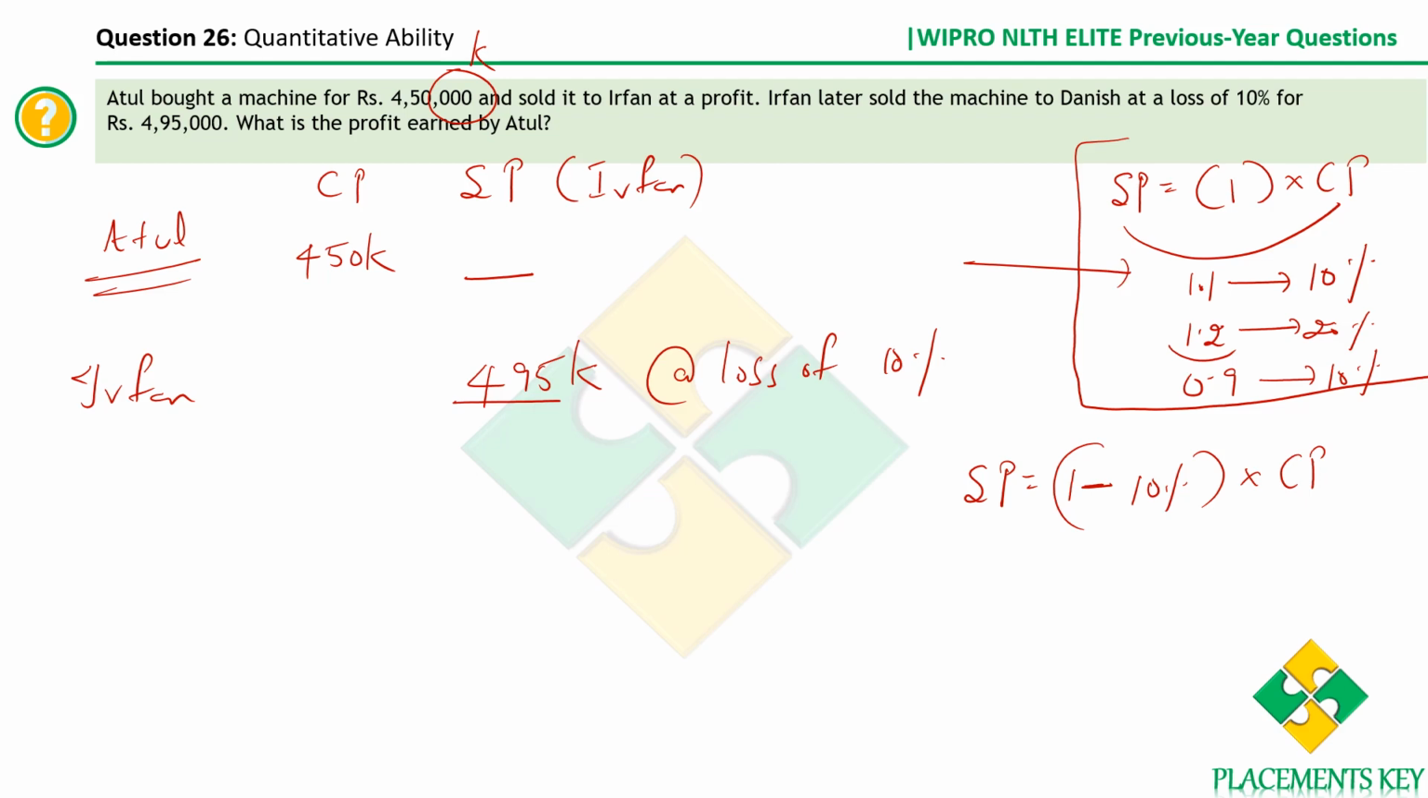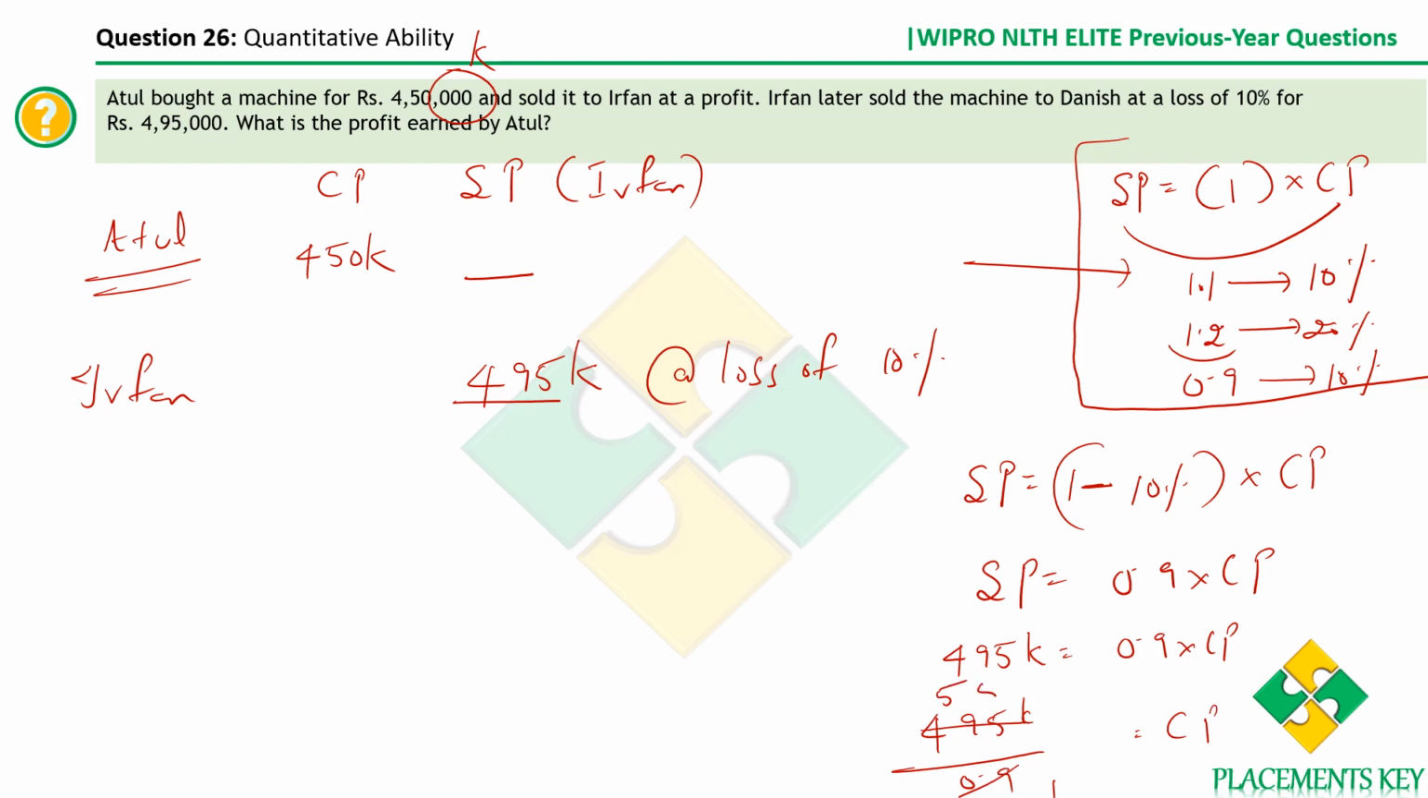In this case there is a loss of 10%, therefore selling price should be equal to 0.9 into cost price. So in this case selling price is 495k, right? So I'm just writing 495k is equal to 0.9 into CP. So what is the cost price that we get? Cost price is equal to 495k divided by 0.9. So what happens? 9 5s 45, 0. So we have 550k. I've added a 0 because in the denominator we have 0.9.